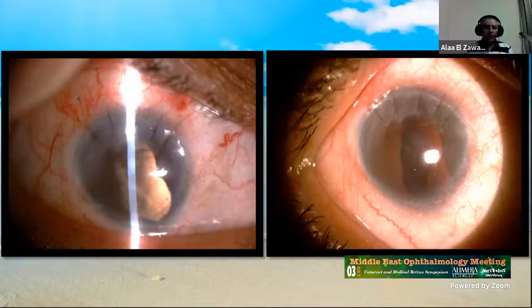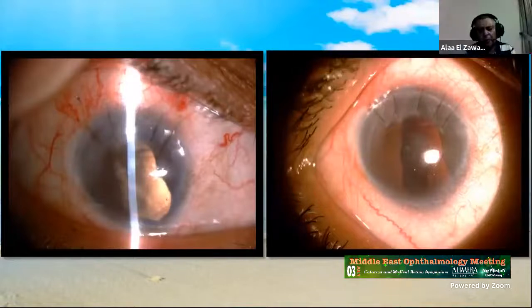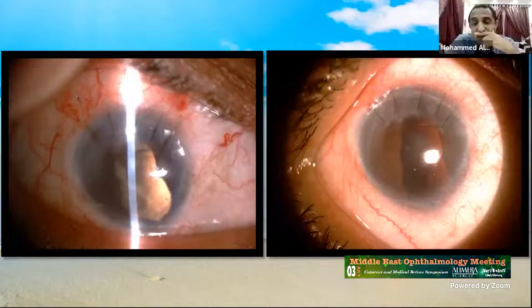What is the visual acuity, Dr. Ala, for this patient? With the correction, it's about 6/60 actually. She has nystagmus, coloboma iris and coloboma choroid, and this is the maximum that we can achieve in such cases. Thank you very much, Dr. Ala. You are most welcome, my dear.